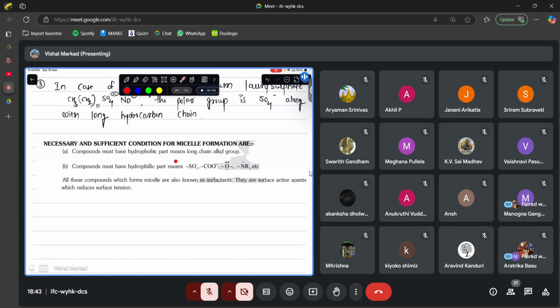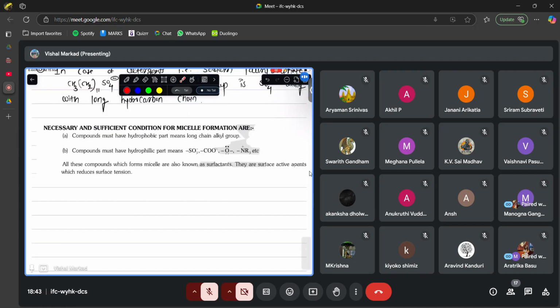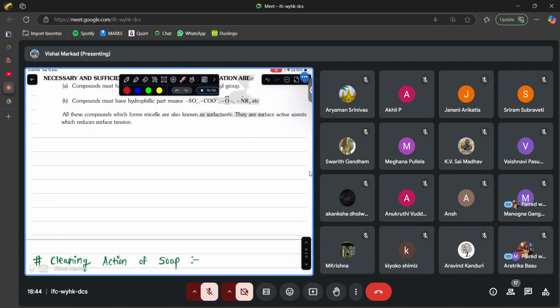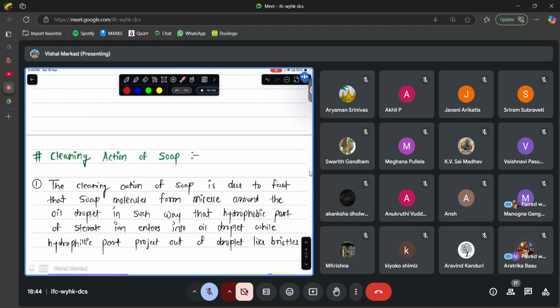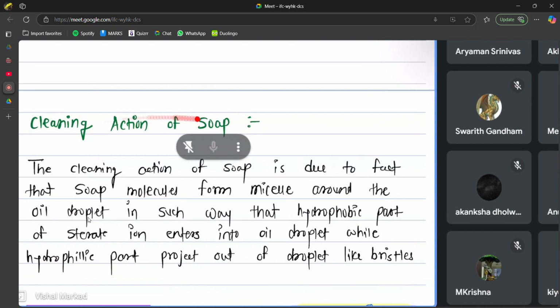Compound must have a hydrophobic part, that is a long alkyl chain, and the compound must have a hydrophilic part. Hydrophilic means what? Sulfate or COO minus will be there. They are different. When it is COO minus, that is soap. When SO4 will be there, then it is detergent. Okay. Clear this thing? Then the cleaning action of soap. This is there for 2 marks.